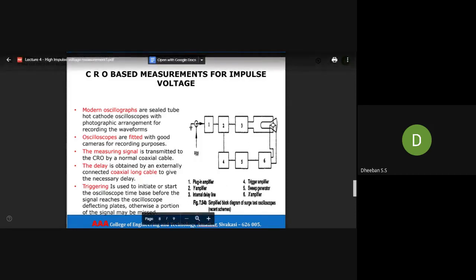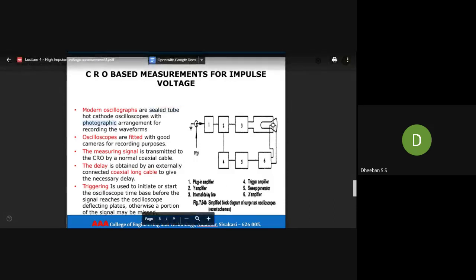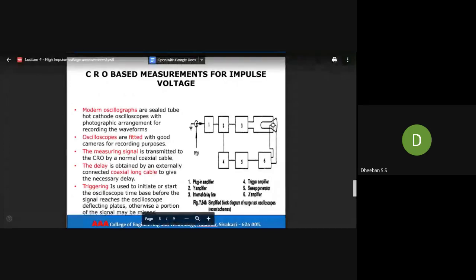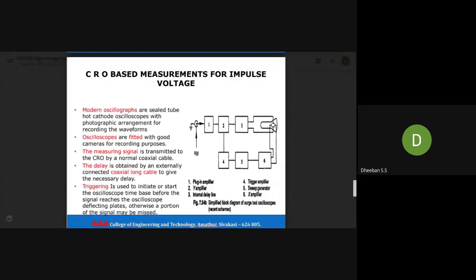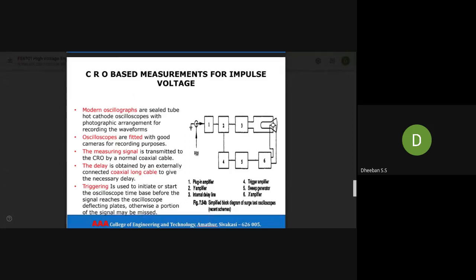Okay. So what I'm saying is that modern oscilloscopes are steel tube hot cathode oscilloscopes with a photographic arrangement for recording the waveform. Oscilloscopes are fitted with a good camera for recording. So generally a voltage is applied, and it will be passed through this. Okay. The measured signal is transmitted to the CRO through a normal coaxial cable.